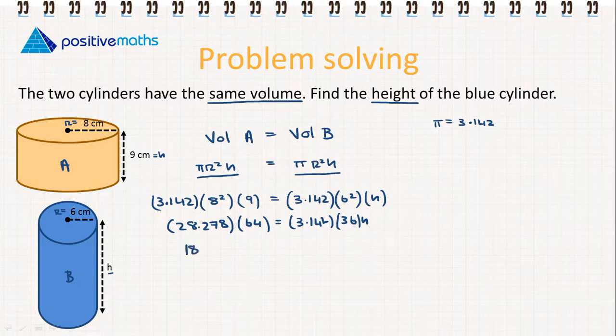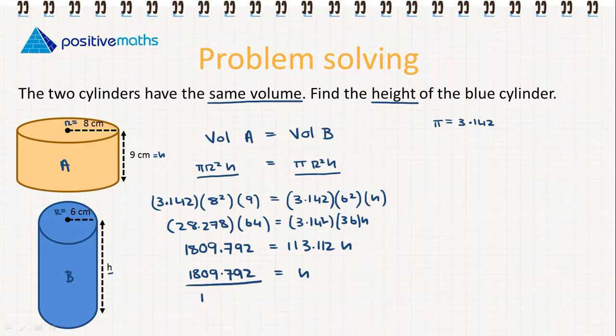Okay. So solving for h. On the left then I get 1809.792 is equal to 113.112h. So h is going to be equal to 1809.792 divided by 113.112. So we find that h is equal to 16.